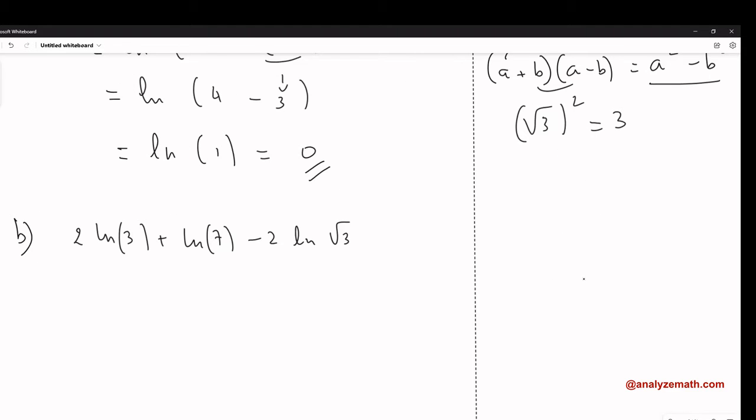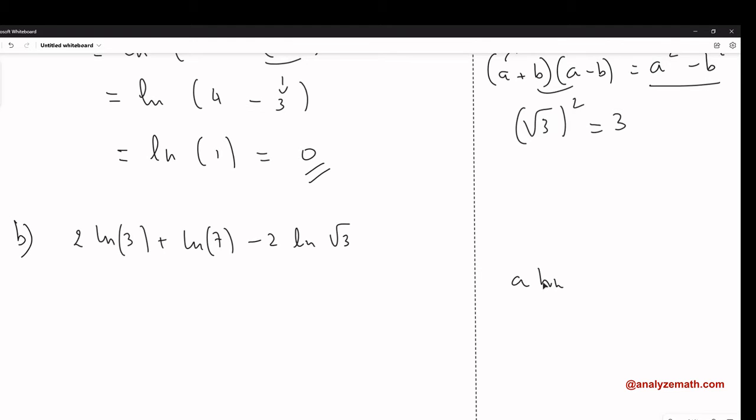Now let's go to part B. In part B we have the form a ln of b. Now there is a formula for this. This gives you ln of b to the power a. So the a, which is the coefficient here, becomes a power.